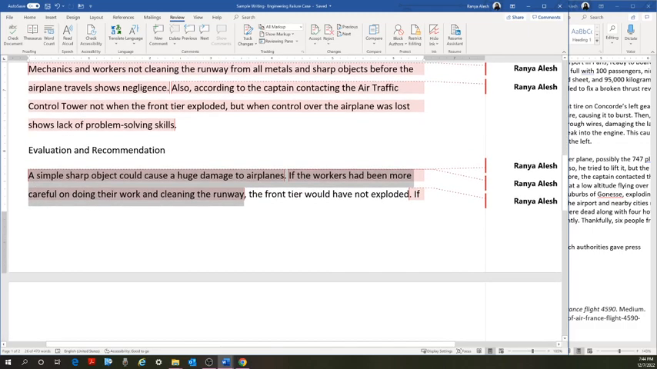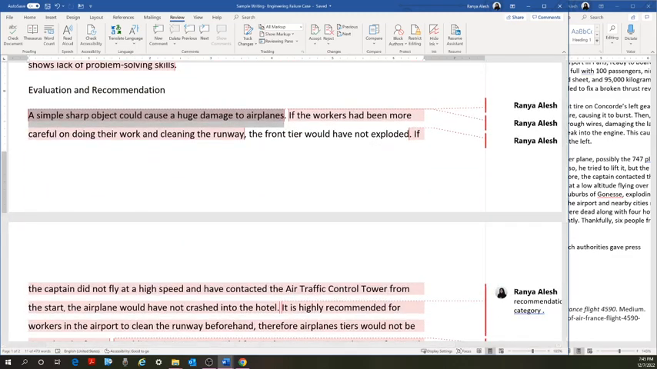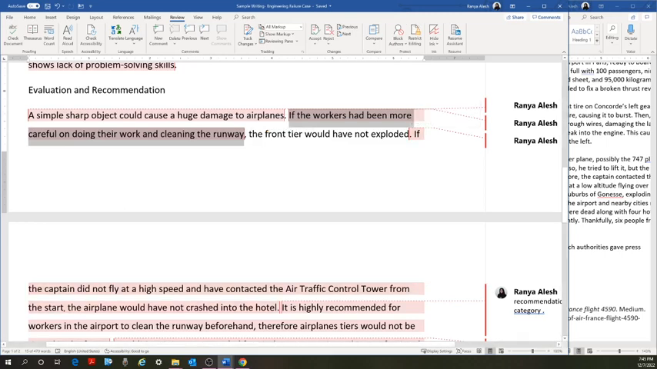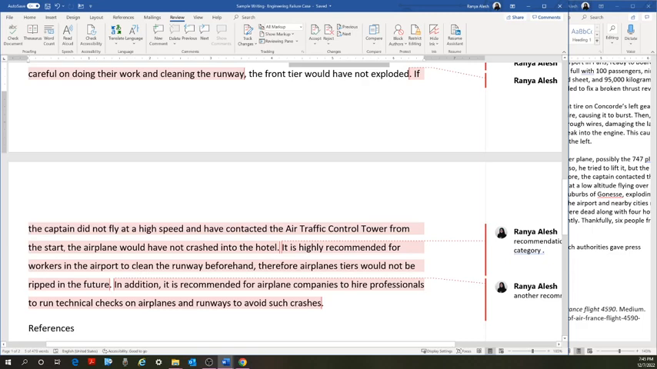So if we go into the evaluation and recommendation, this is a wrap-up of the whole idea. Obviously it is the sharp object that caused huge damage to that flight in particular, and aeroplanes in general. And then we need to use the if conditionals by saying if the workers had been more careful in doing their work and cleaning the runway, the front tire would not have exploded. So the front tire actually exploded, so we are just hypothetically saying if the workers had been more careful. Another one: if the captain did not fly at high speed and had contacted the air traffic control, the airplane would not have crashed into the hotel.